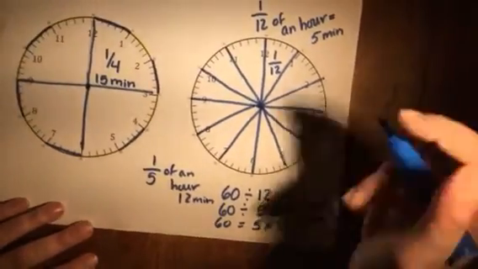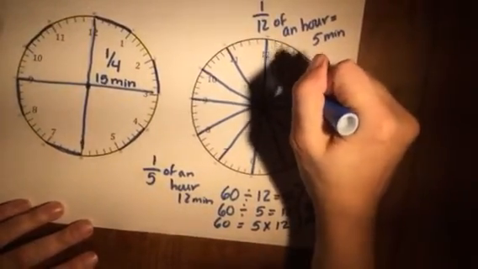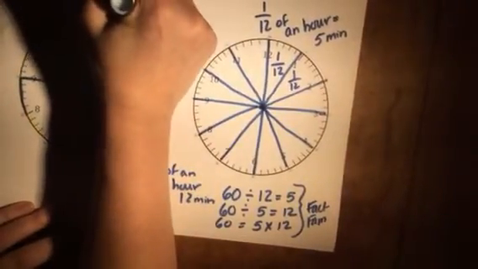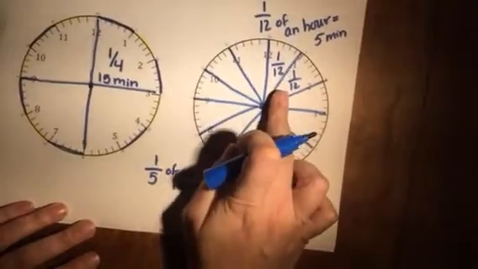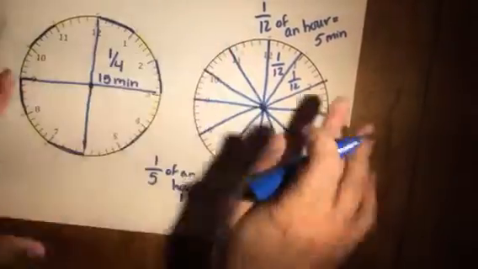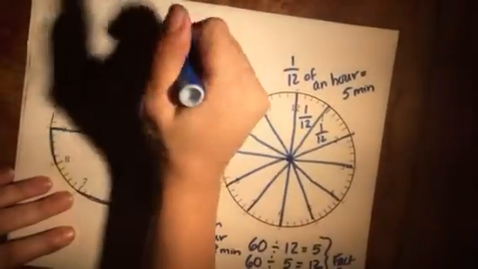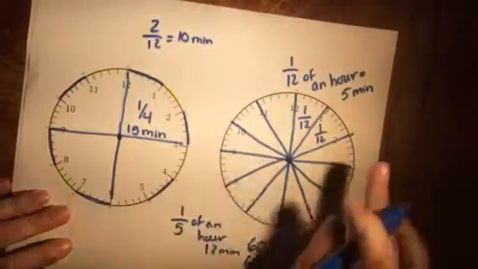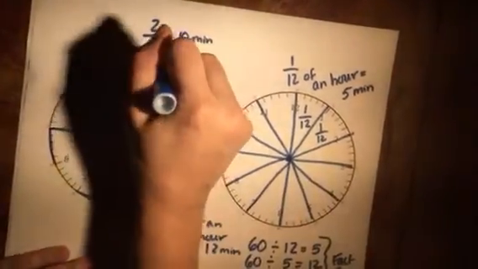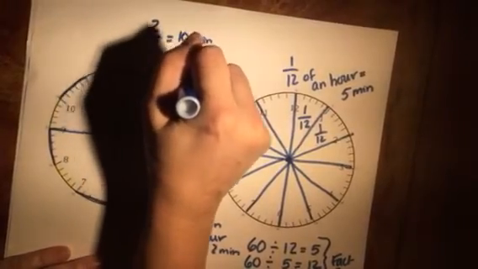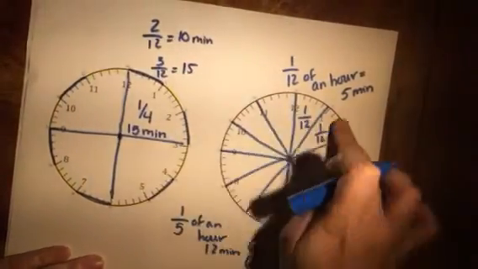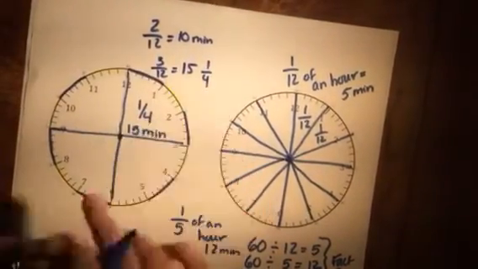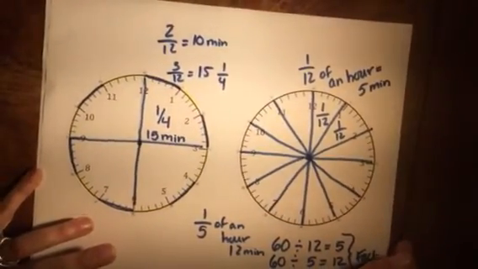Okay. If I count up several of these sections, like 2/12 would be 1/12 and 1/12, or 5 and 5. So 2/12 would be 10 minutes. 3/12 would be 15 minutes, which is also the same as 1/4. So 3/12 and 1/4 are the same thing, they're equivalent.